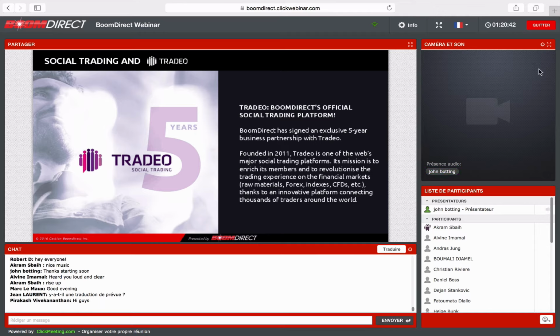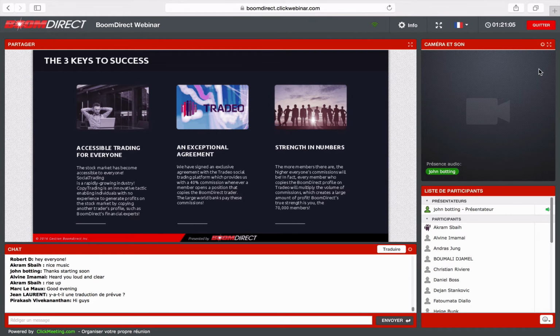So Boom Direct has entered into a 5-year contract with Trado. So we've become business partners with them. And Trado, as I said, was founded back in the year 2011, and is one of the web's major social trading platforms. And we have joined with them on a 5-year agreement that will benefit both companies. And again, I will talk more about that as we go through the webinar.